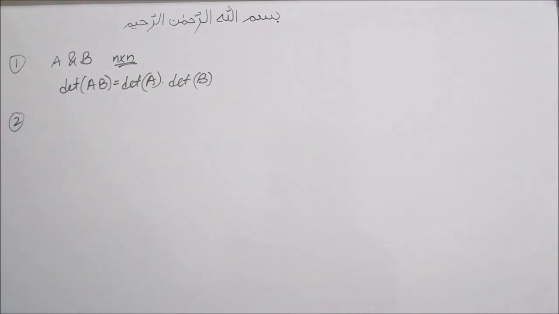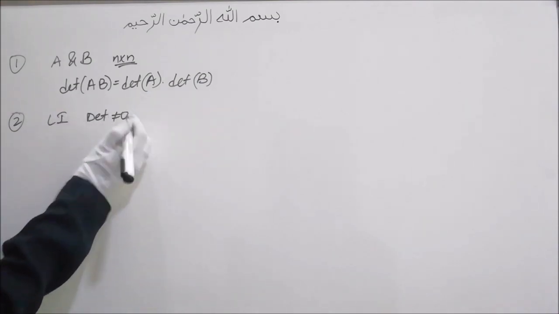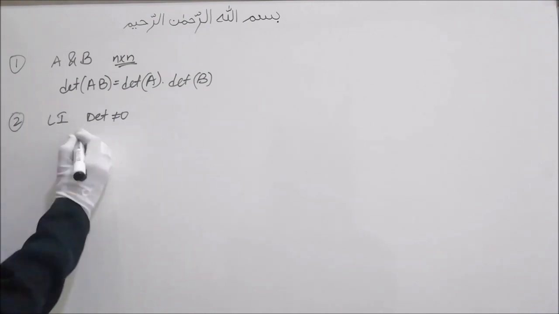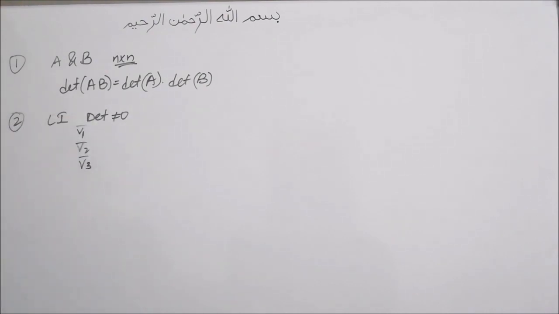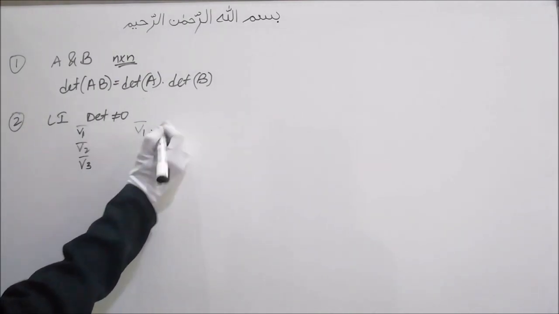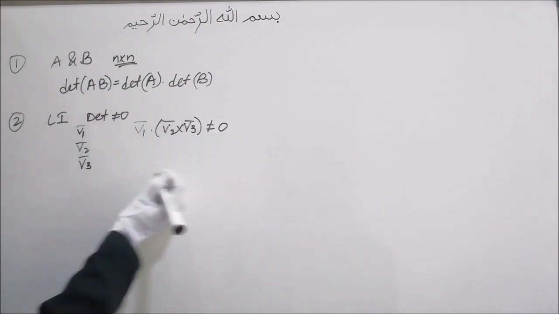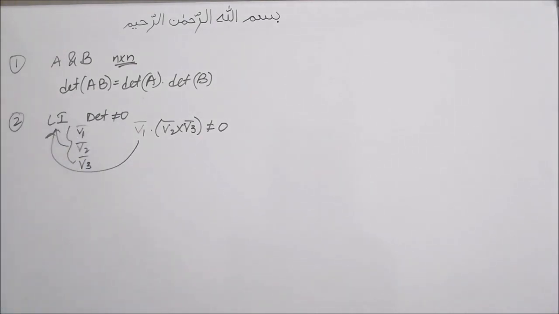Point number 2. I told you in the previous video that for linearly independent matrices, the determinant is not equal to 0. Sometimes in a question you are given only vectors v1, v2 and v3. So how do you find whether these three vectors are linearly independent or not? For that, you can compute v1 dot v2 cross v3. If this is not equal to 0, then we can say these three vectors are linearly independent.